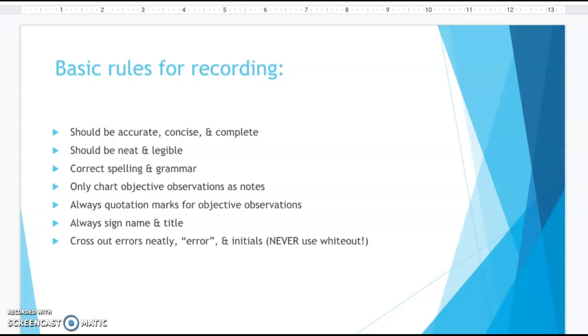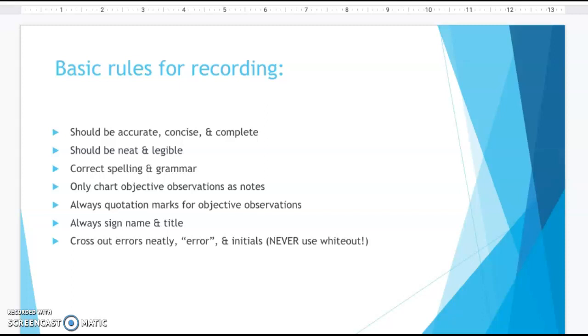Okay, so you only chart objective observations, like, patient has a 4 centimeter by 2 centimeter rash on the left upper arm. Okay, I can't say patient is nauseated. I can't state that because I don't know that. I can say patient states she is nauseated. Okay, but I can't only chart the things that you can see. Now, if you are going to chart, patient's nauseated, you need to use it in quotes as the patient did actually say that, okay? Always sign your name and your title.